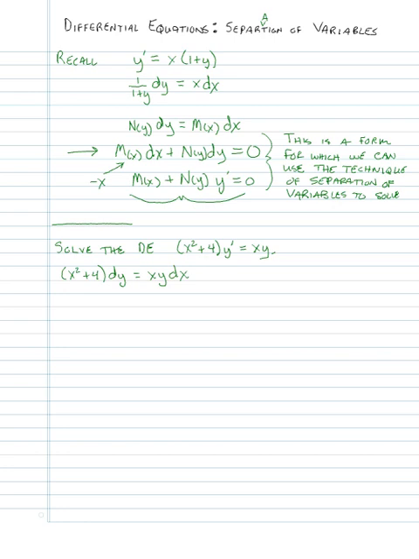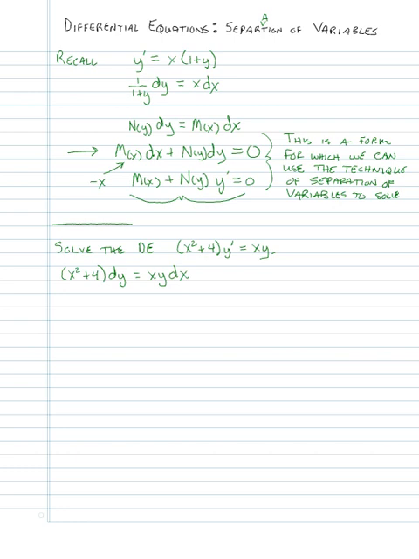Now you can see, of course, the idea of separation of variables is we want only terms or quantities involving x on one side and y on the other. So on the left side, we have both x's and y's in the fact that we have dy. So we need to divide on both sides by x squared plus 4 so that we get the dy alone. Now on the other side, we have x's and y's also, and so let's eliminate the y's from that side by dividing both sides by y.